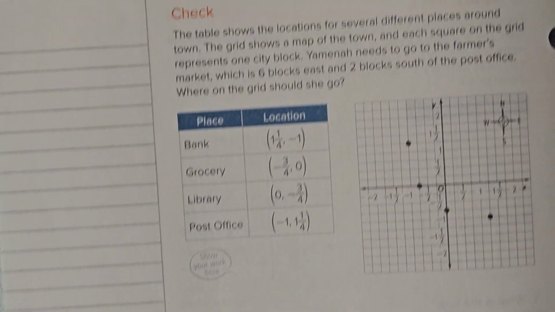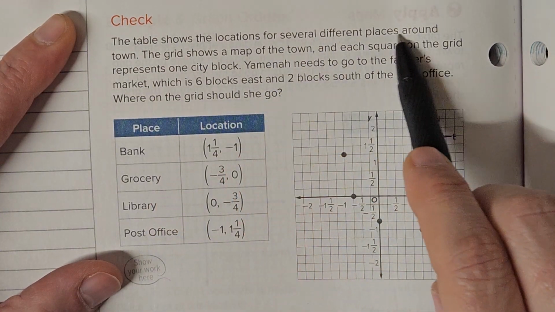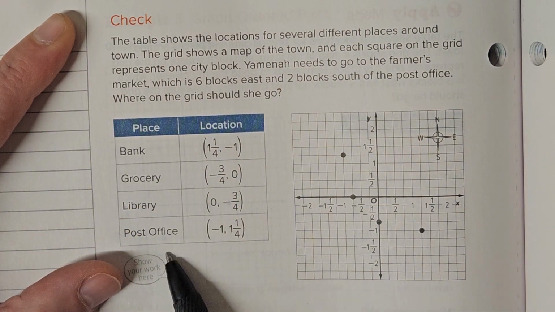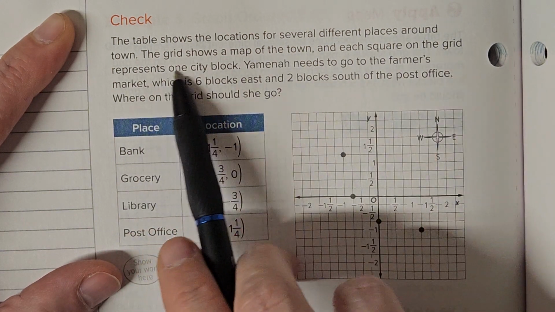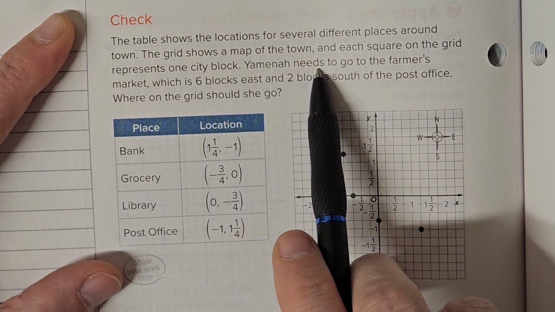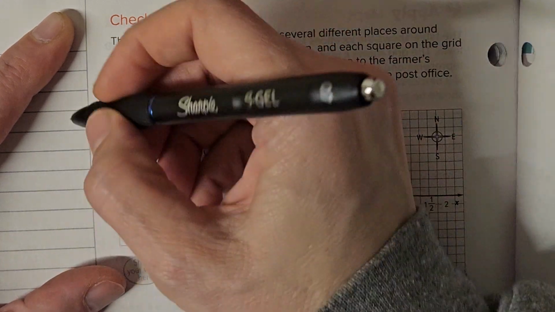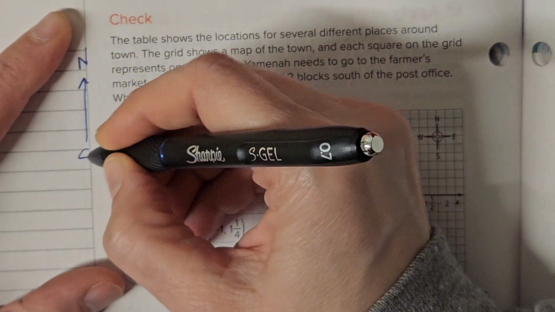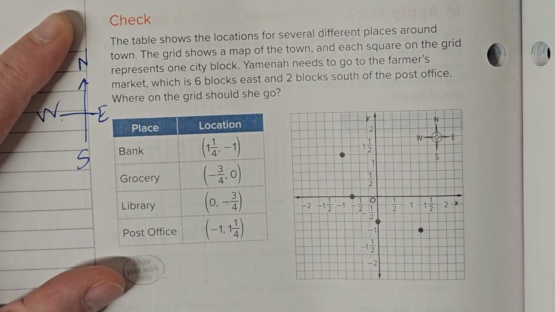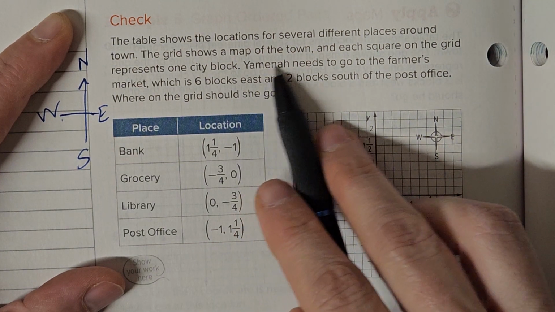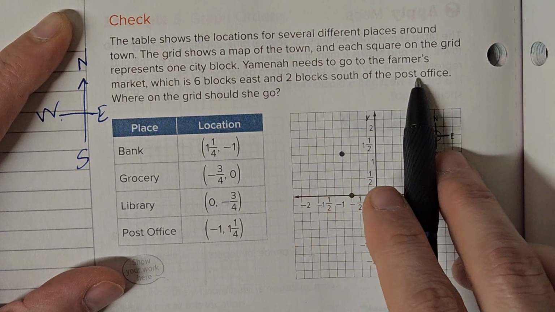All right, let's try this one. This one looks kind of fun. The table shows the locations for several different places around town: a bank, the grocery store, the library, the post office. The grid shows a map of the town, and each square on the grid represents a city block. Yamina needs to go to the farmer's market, which is 6 blocks to the east and 2 blocks south of the post office.